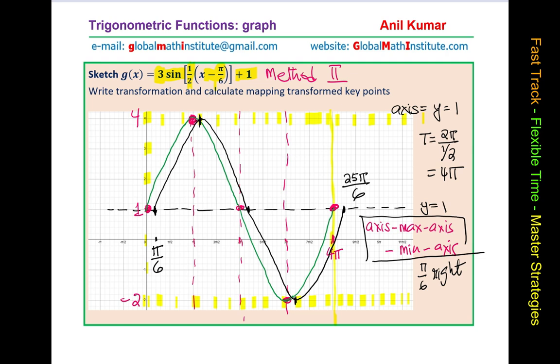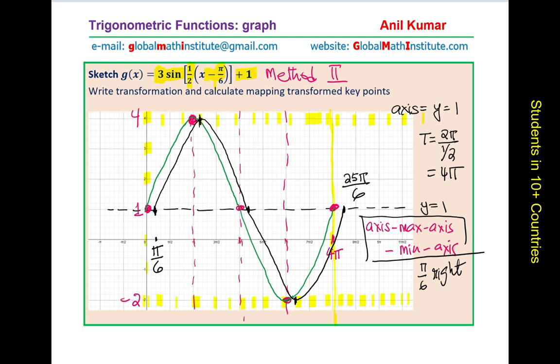This is how you should be sketching any trigonometric function, maybe sine or cosine, if conditions of transformation, show transformation, all those things are not given to you. If the question is sketch the graph, get an idea. Okay. So I hope all this is clear.